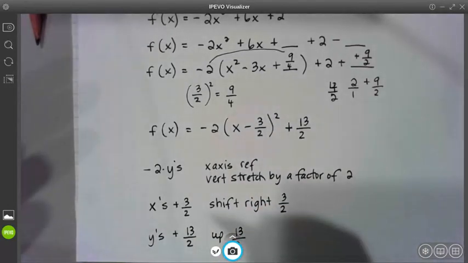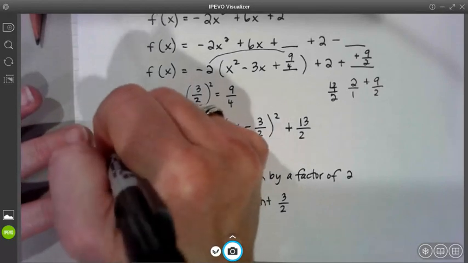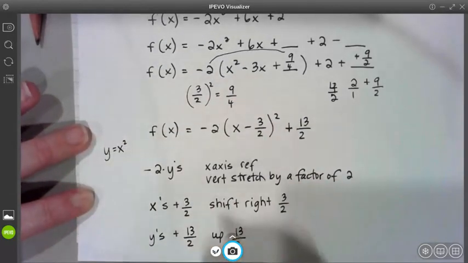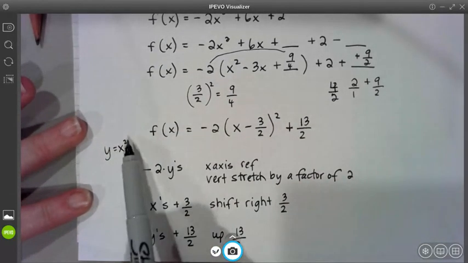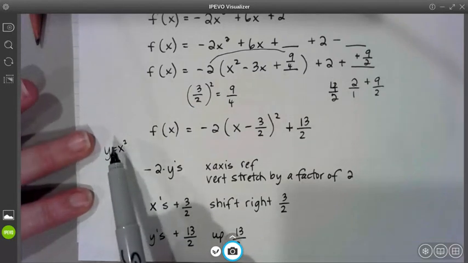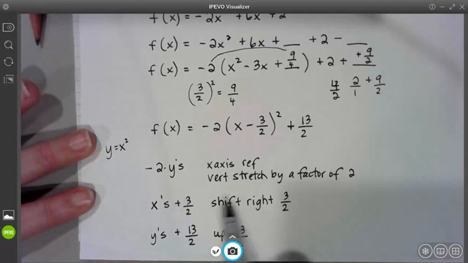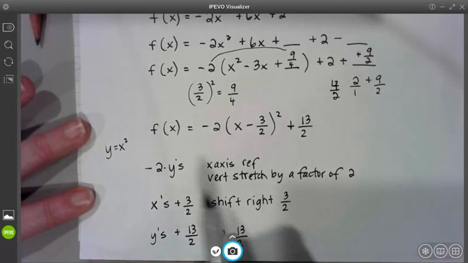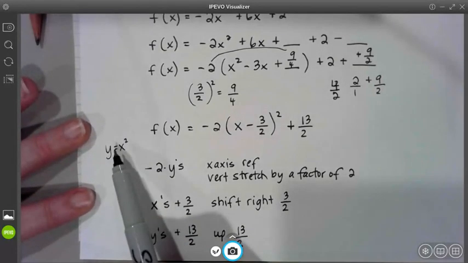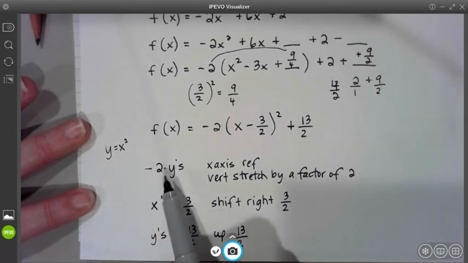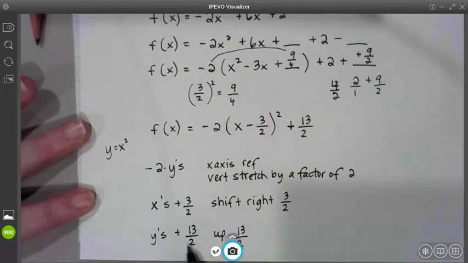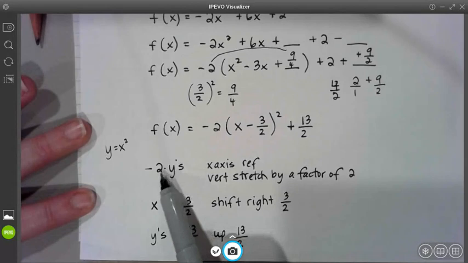And again, those are the transformations to the graph of y equals x squared, right? The mom and dad of all parabolas. You would take all of his original ordered pairs, take all of his original x coordinates, and add 3/2 to them. That would bump the whole graph to the right 3/2. Then you would take all of the y coordinates on the original graph, times them by -2, and then add 13/2 to them. You do it in the order of operations.